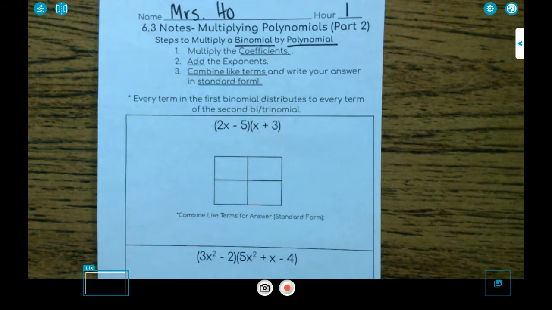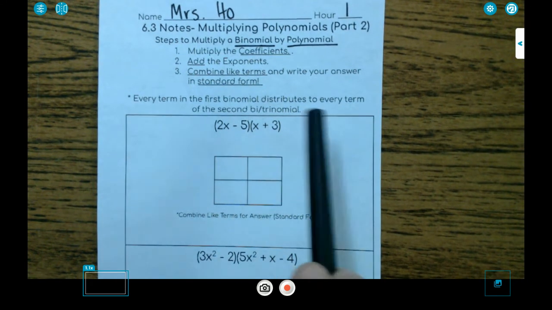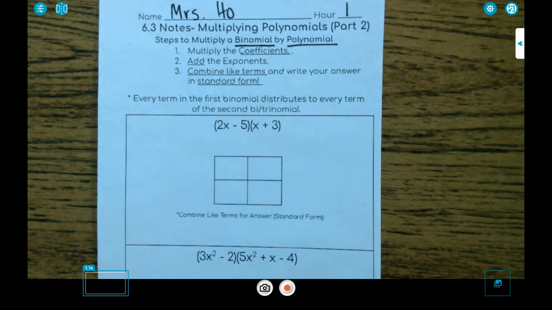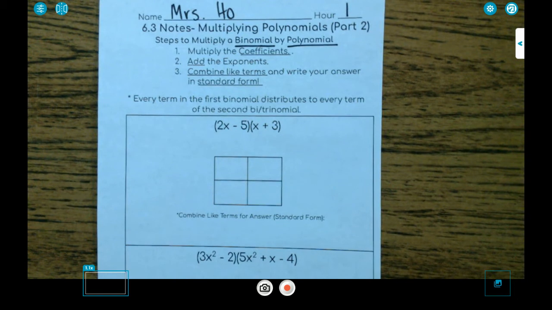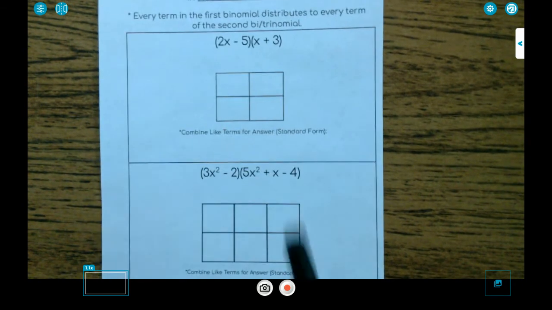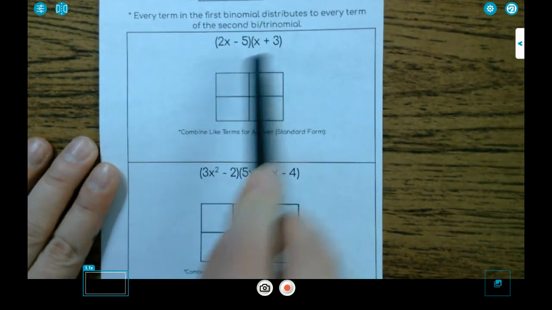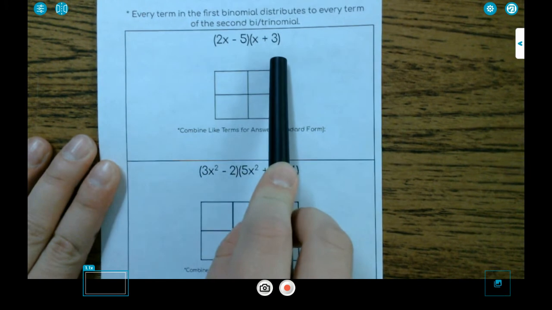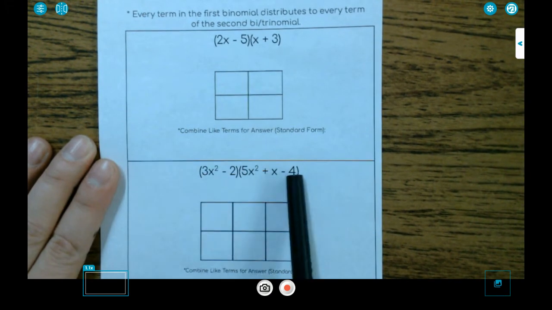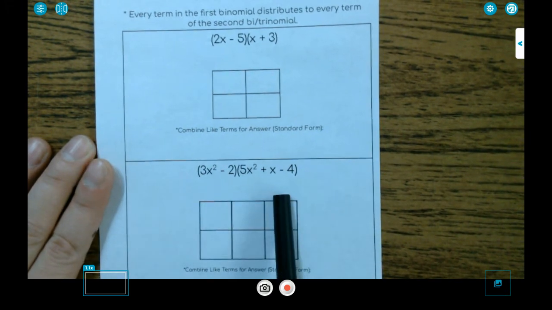So down here I have a little note that says every term in the first binomial distributes to every term in the second bi/trinomial. First question of the day for you guys, what's 2 times 2? What's 2 times 3? 6. So those are going to be the two things you guys see today. We're going to do 2 terms by 2 terms, and we're going to do a 2 by 2 box. We're going to do 2 terms by 3 terms and do a 2 by 3 box.